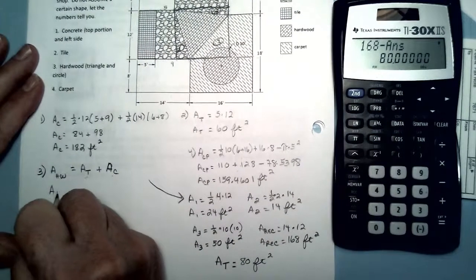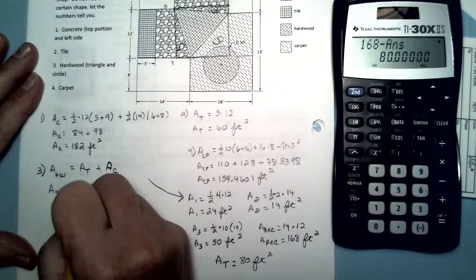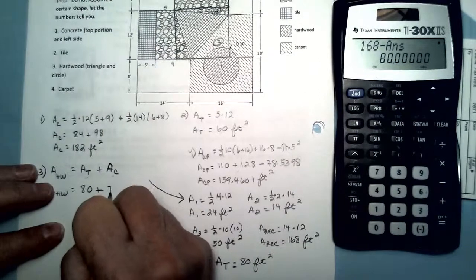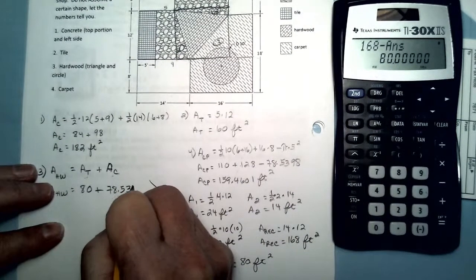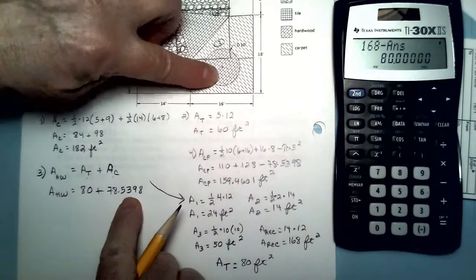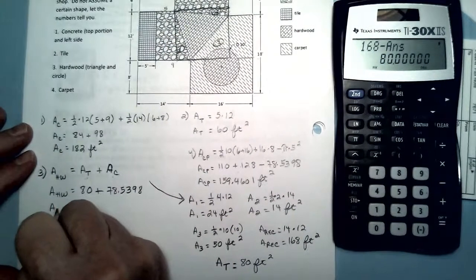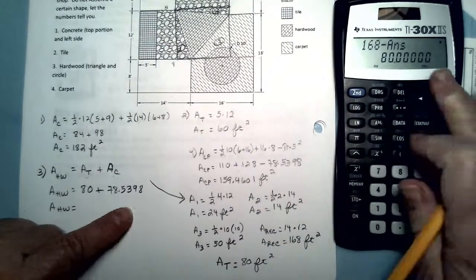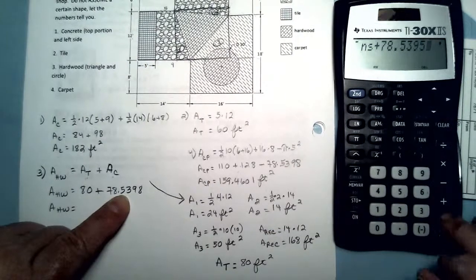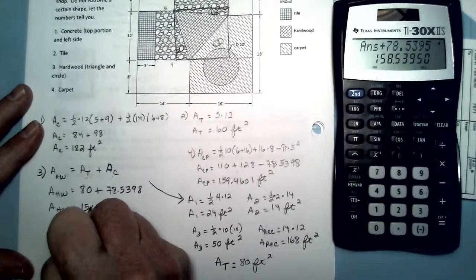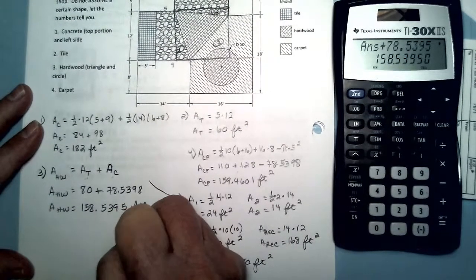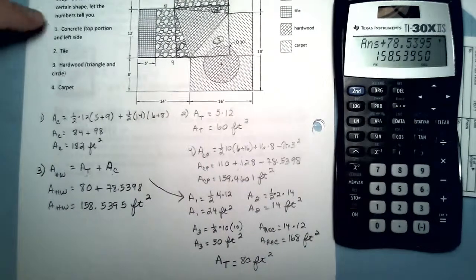So back to the hardwood floors. Hardwood is equal to 80 square feet plus the area of the circle, which we said was 78.5398. So there's my triangle, 80, there's my circle, 75 and change. So the area of the hardwood is equal to 80 plus 78.5398. So I got 158.5395 square feet.